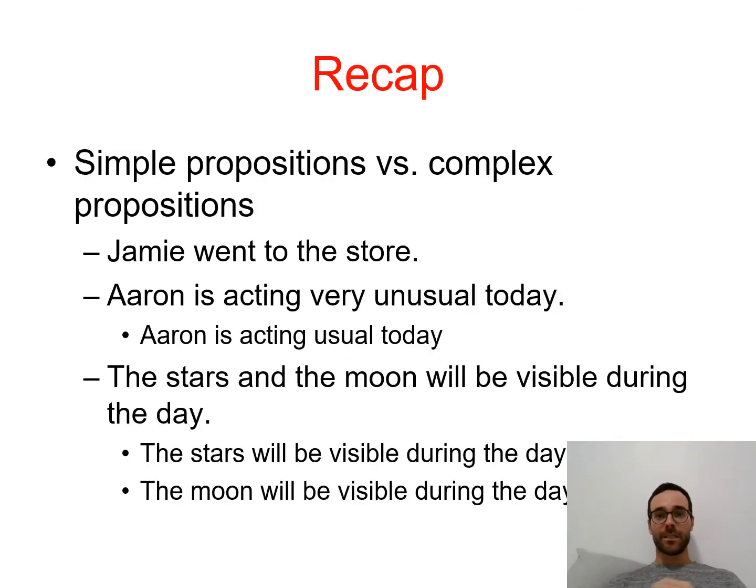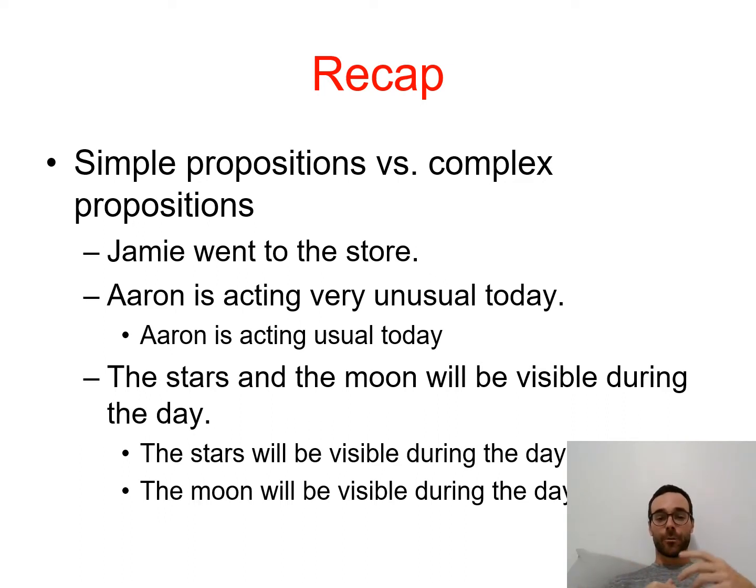So remember, when we're dealing with arguments, we're trying to determine the truth of complex propositions, and complex propositions are put together from multiple simple propositions and then combined in a way using symbolic connectives. So when we look at just simple propositions, these are, again, statements that could be true or false. Jamie went to the store could be true, could be false. Aaron is acting very unusual today. Again, we're just stating one particular thing. There's not multiple parts to these particular sentences.